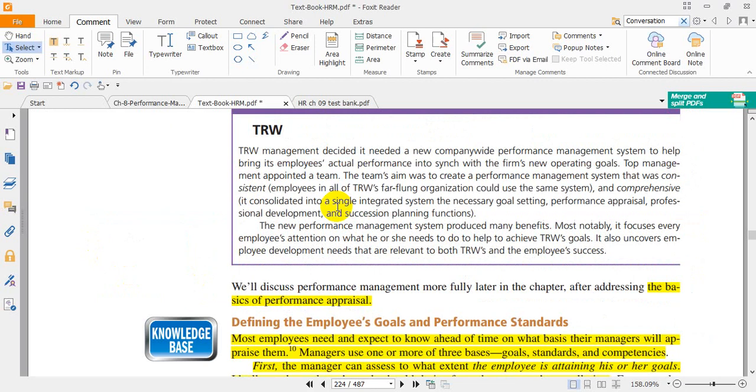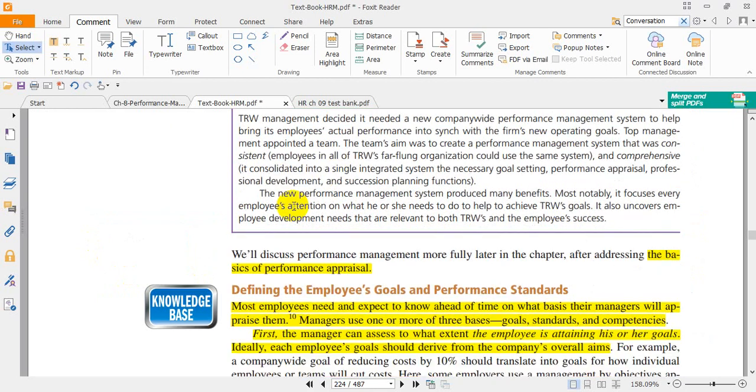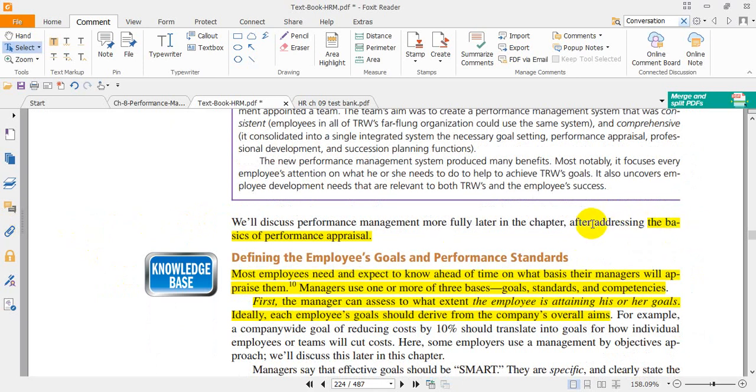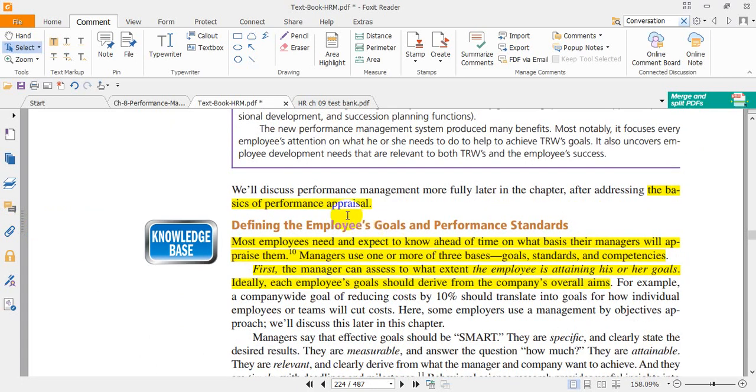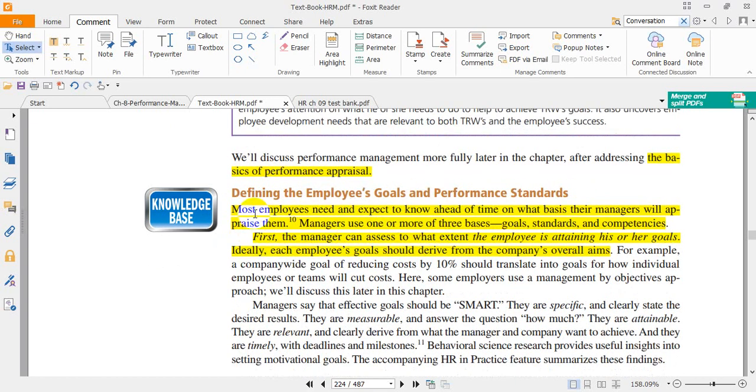Okay, so this is the difference between performance management and performance appraisal. Here are the basics of performance appraisal: defining the employees' goals and performance standards. Most employees need to know ahead of time on what basis their managers will appraise them.